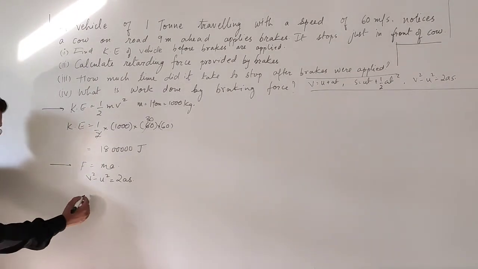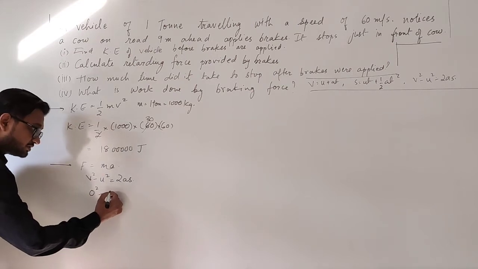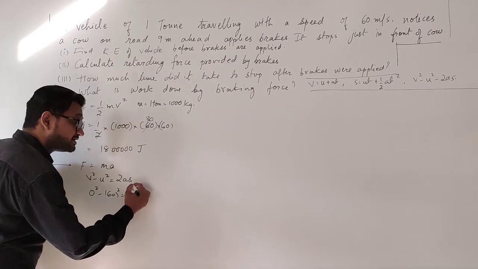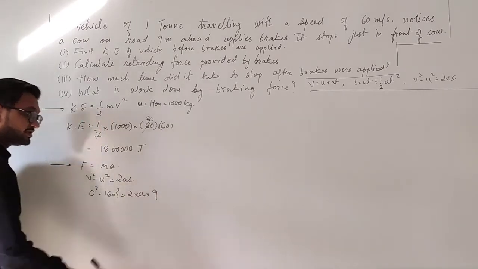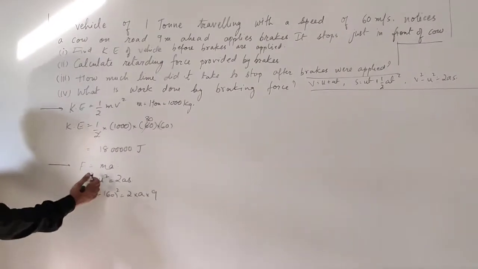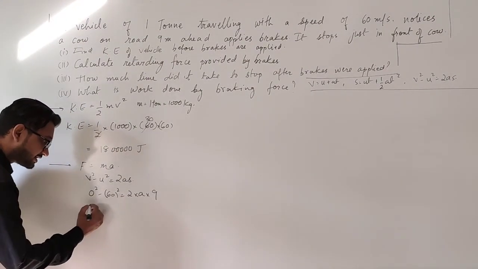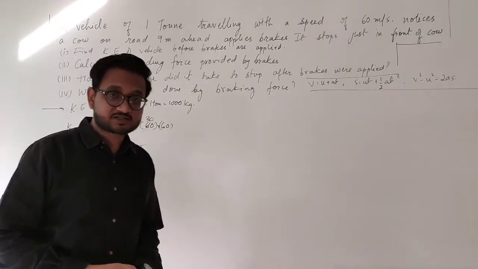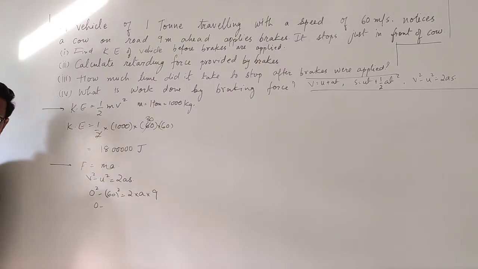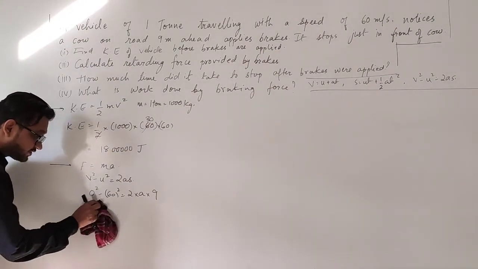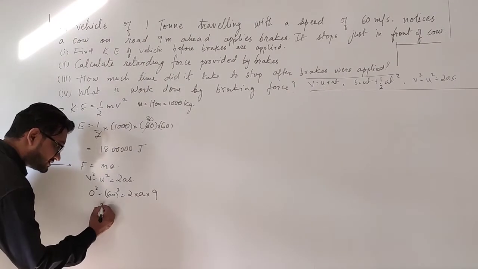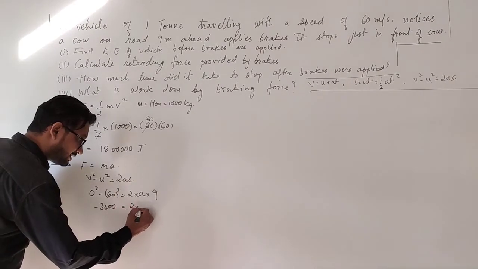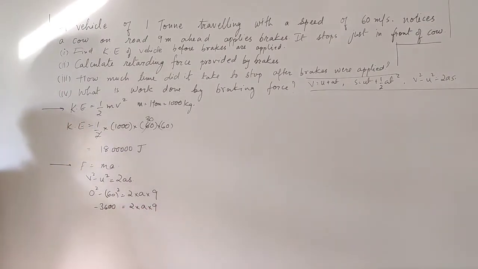Substituting the values, v is 0 square minus u is 60 square, acceleration a as it is, and displacement s is 9 meters. Okay, 0 square is 0, this is not 160, this is a bracket. So 0 minus 6 into 6 is 36, square is 3600, and 0 minus any number is the number itself, so I am writing over here minus 3600, okay, is equal to 2 into a into 9.